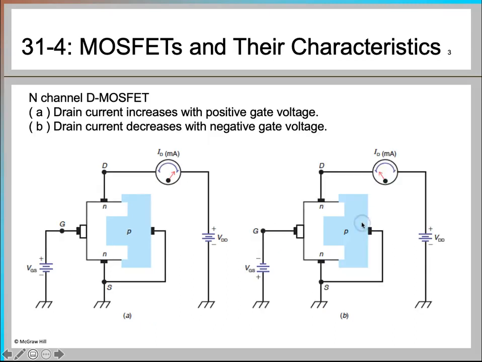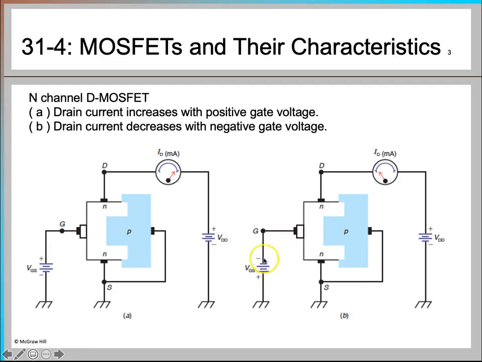So now let's see next. These are the two types: first is when your VGS is positive, and second is when your VGS is negative. So let's see what happens when your VGS is positive. When your VGS is positive, the positive gate voltage attracts the free electrons into the channel from the substrate, thereby enhancing its conductivity. So when this VGS voltage is positive, the D-type MOSFET is said to be operating in the enhancement mode.